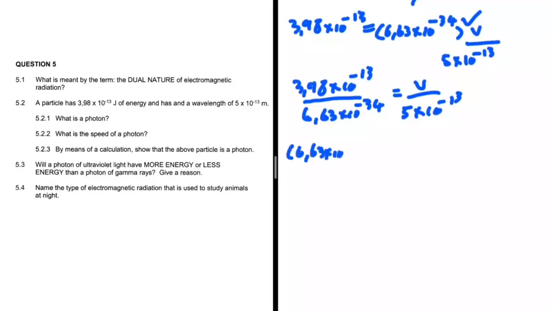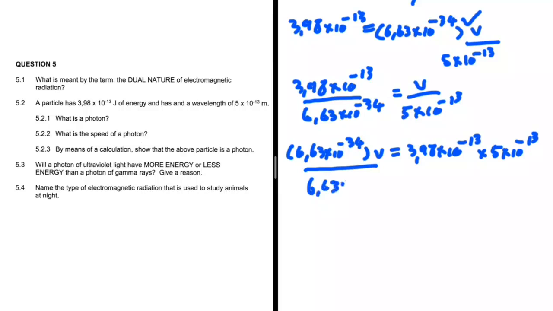If we do that, we're going to have 6.63 times 10 to the minus 34 multiplied by V, being equal to 3.98 times 10 to the minus 13 multiplied by 5 times 10 to the minus 13. We're going to divide both sides by the coefficient of V, which is Planck's constant. So V is equal to, well, let's just divide both sides at this point. So let me go ahead and divide by 6.63 times 10 to the minus 34.